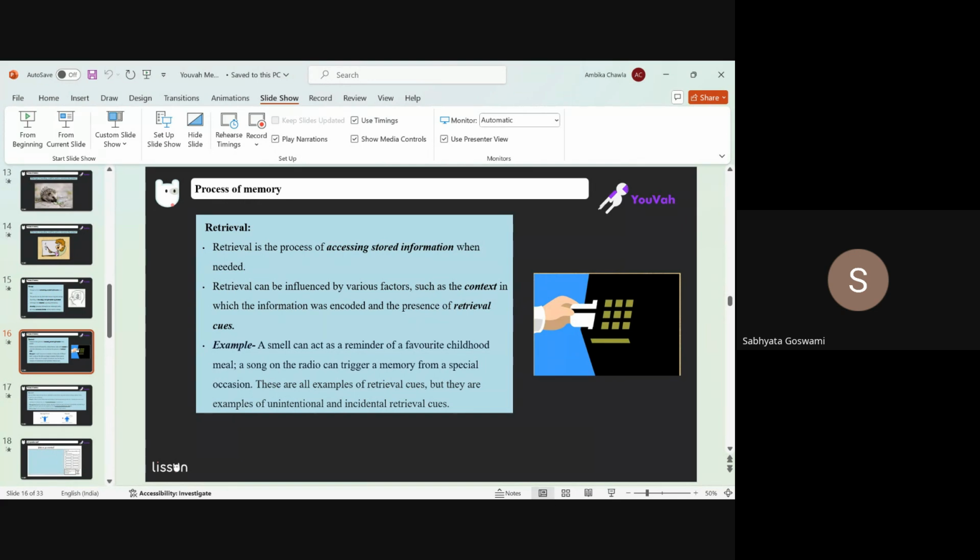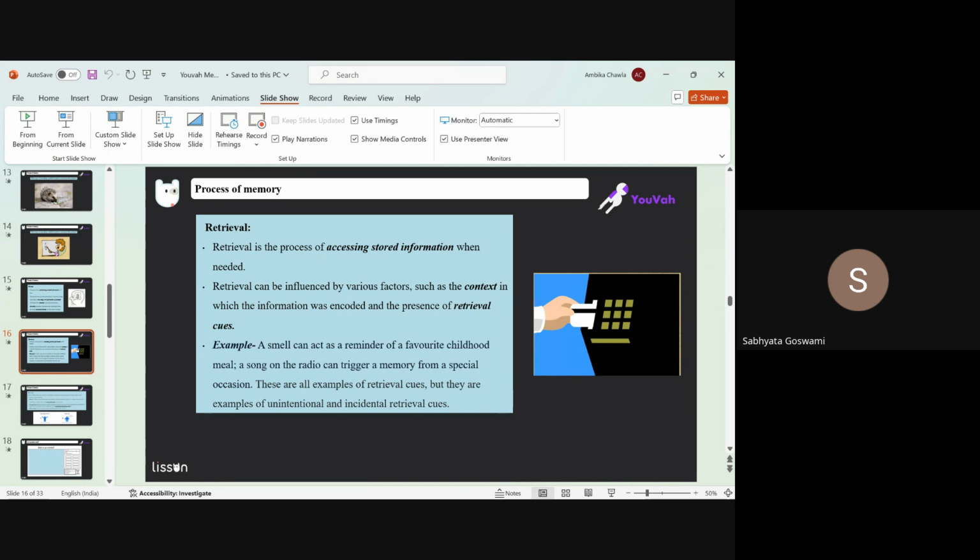The final process of memory is retrieval, that is getting access to the stored information when we need it. So, for example, when I asked Sarah initially what she meant by sensory memory, she was able to gather back the knowledge and answer in the class with the information that she already had. So that was retrieval. She was able to retrieve that information, right?